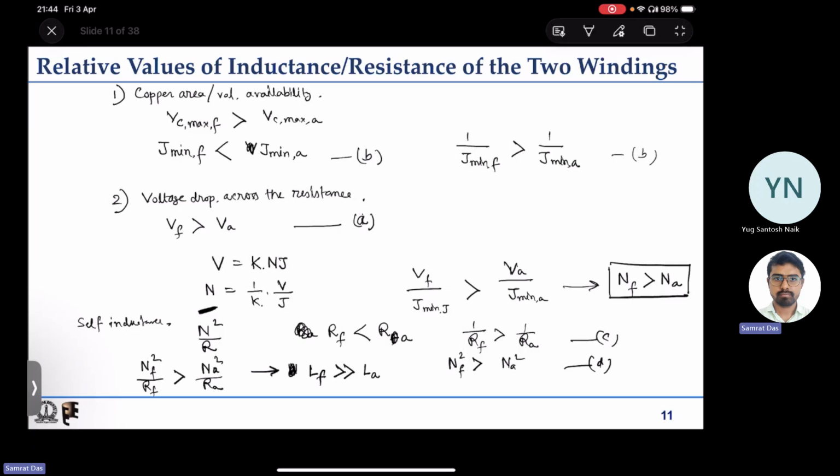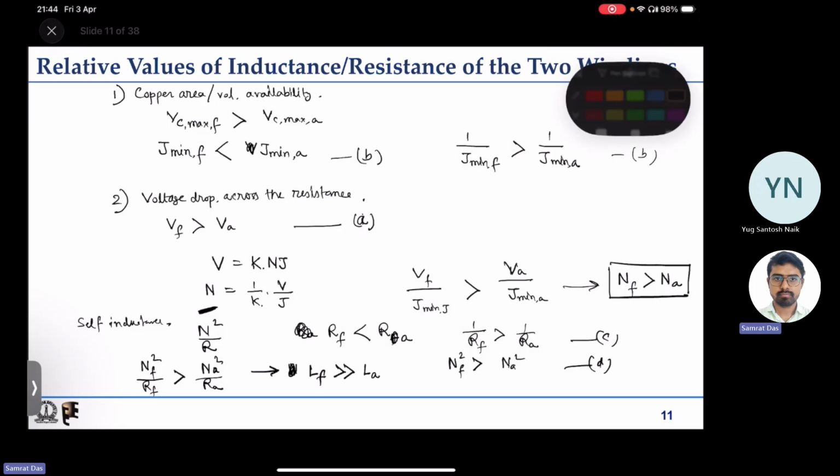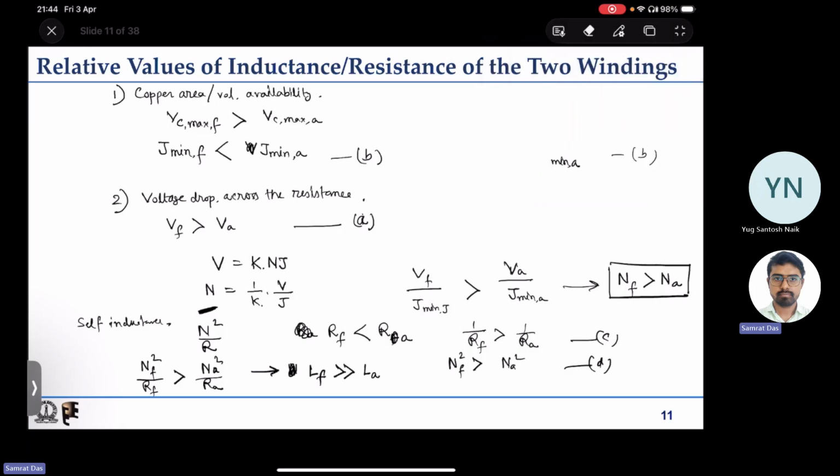Now similarly, if we go to the resistance, resistance is again dependent on, we'll remove part of that. So this concludes the discussion on inductance. Now if I try to look at the resistance: because Nf is very high compared to Na, that means the length of the field winding is very high compared to the length of the armature winding.